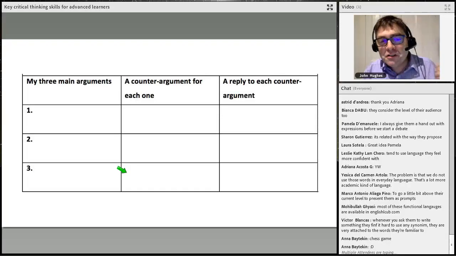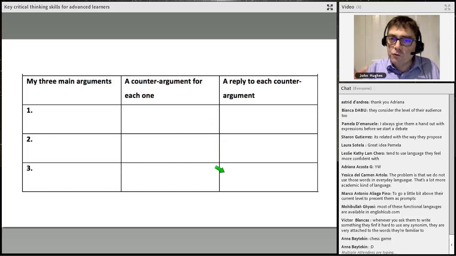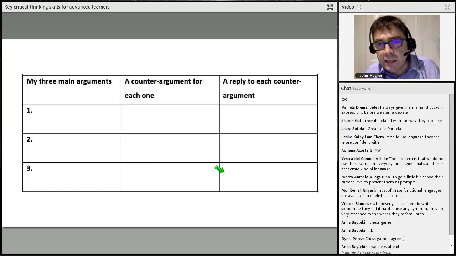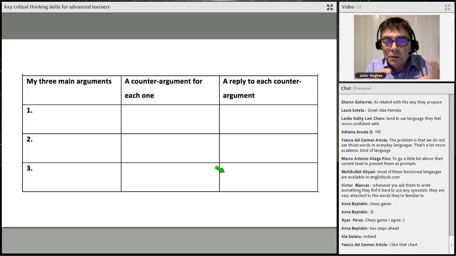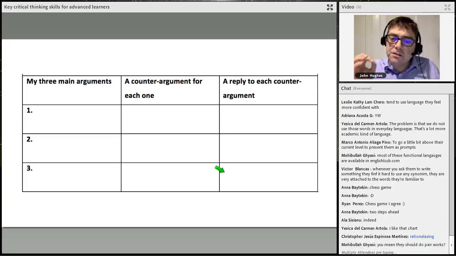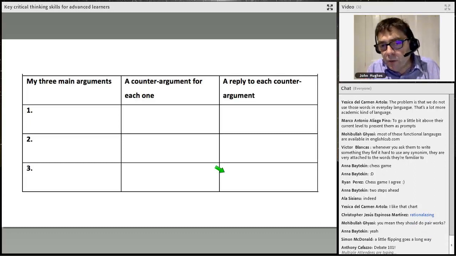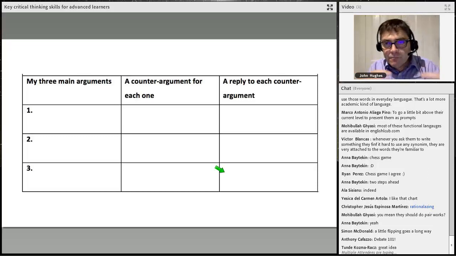And then once they've done their counter-arguments, they think of their replies so that they've already planned how they're going to have the discussion. If they spend about 10 minutes before the discussion filling in this kind of table, the quality of this discussion is so much better. They could do it as pair work. They could plan it together, and then prepare for the debate. But it will just improve the debate.